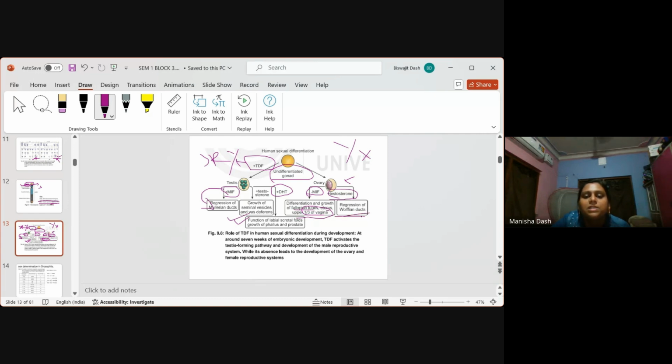So Wolffian duct means the duct that is giving rise to the future seminal vesicle, vas efferentia, vas deferens, etc. That is the male accessory reproductive ducts. So the regression of the Wolffian duct will lead to development of the entire female reproductive structure. So that is how the undifferentiated gonad will develop into either testis or ovary because of the presence or absence of the testis determining factor, which is actually encoded by the sex determining region on Y chromosome, that is the SRY gene of the Y chromosome in humans.